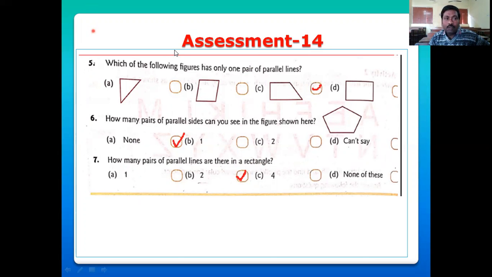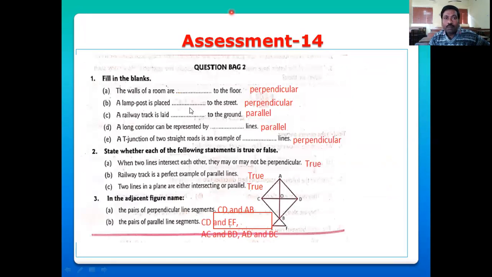And if you draw the diagram of the rectangle, here we see the first parallel lines, here one and the second. These are the opposite sides, and they are parallel to each other, and this line and this line are also parallel to each other. So how many pairs of parallel lines are possible in the rectangle? Here it is two.